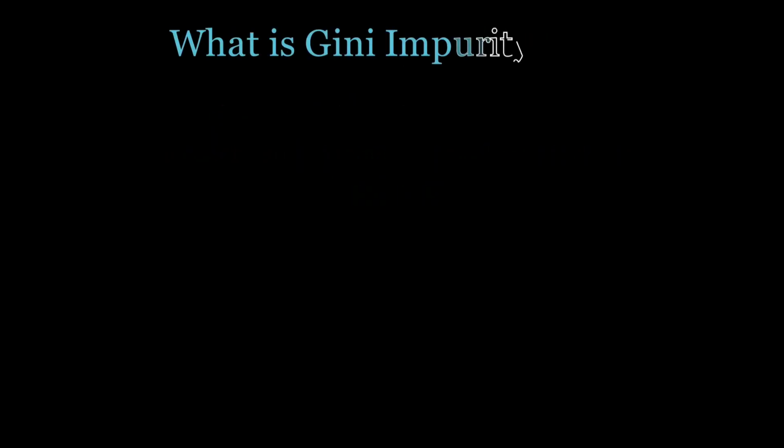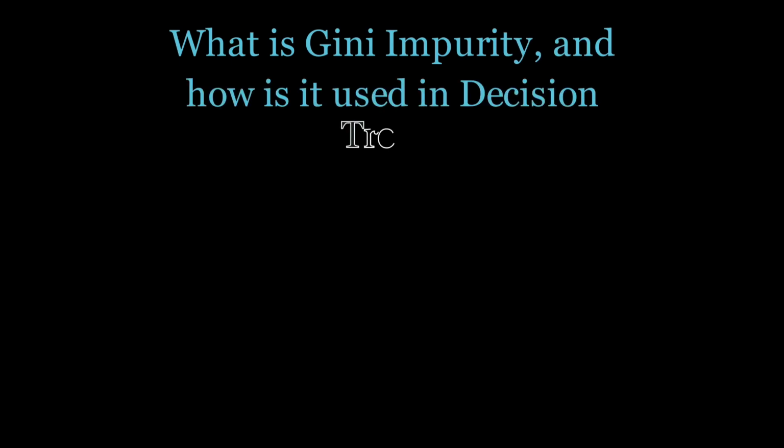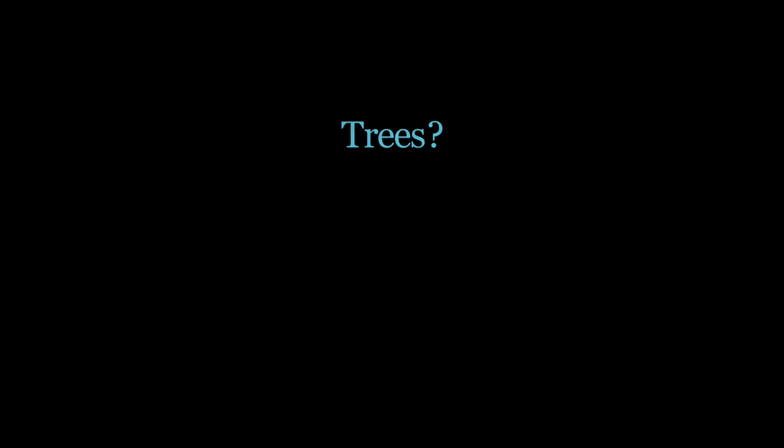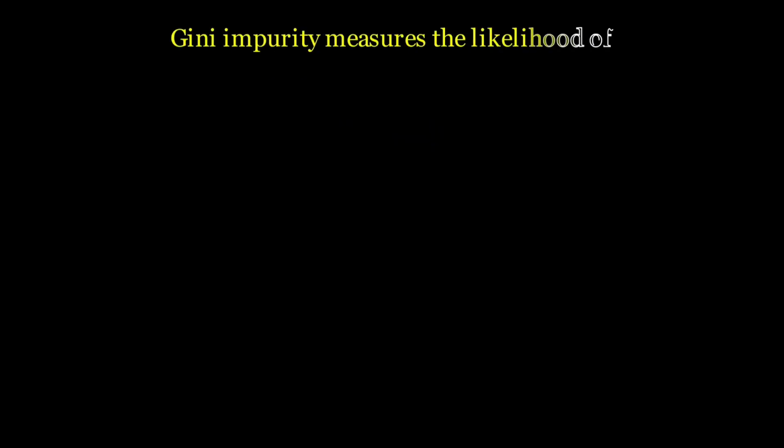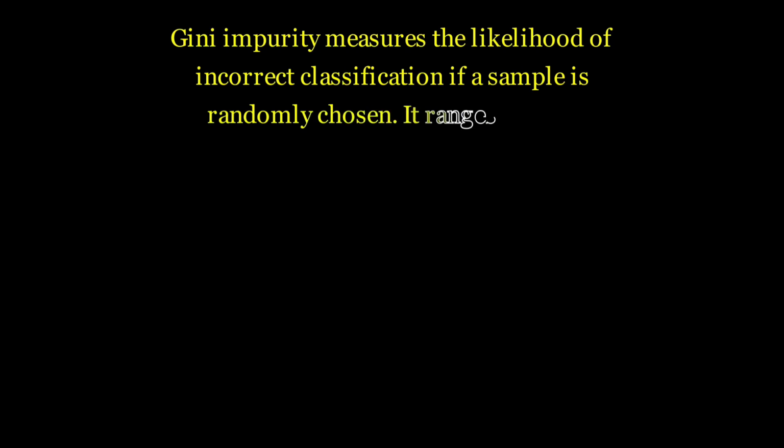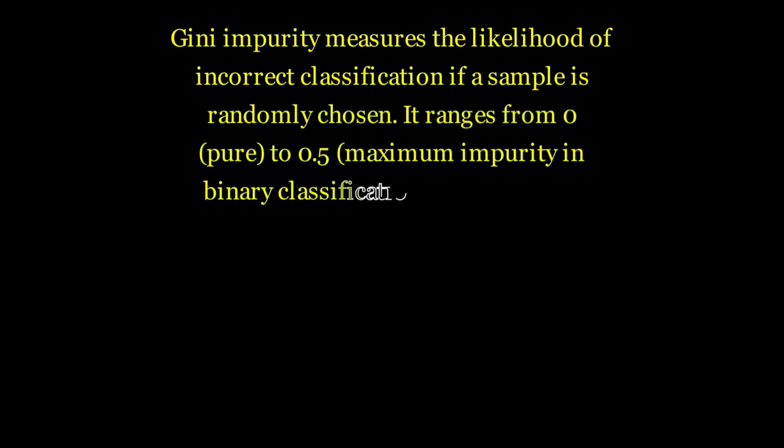What is Gini impurity and how is it used in decision trees? Gini impurity measures the likelihood of incorrect classification if a sample is randomly chosen. It ranges from 0 to 0.5, with 0.5 being maximum impurity in binary classification, and is used in CART to select splits.